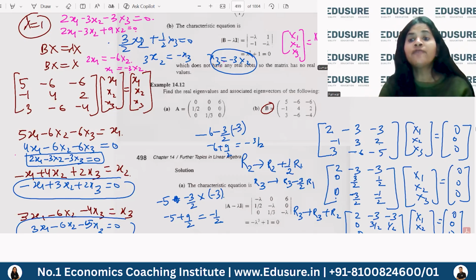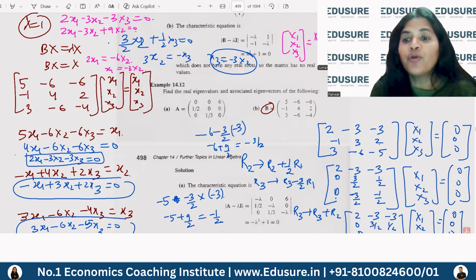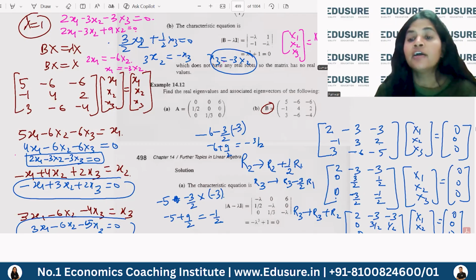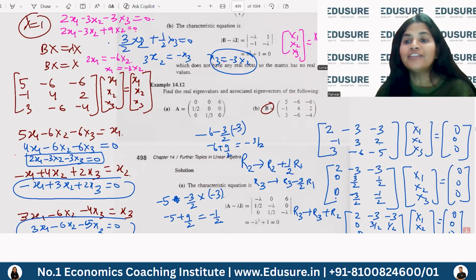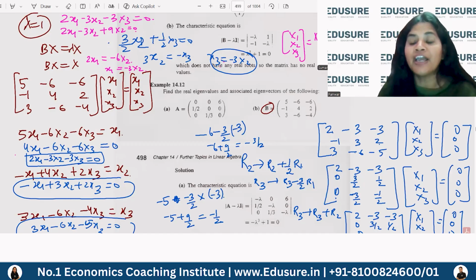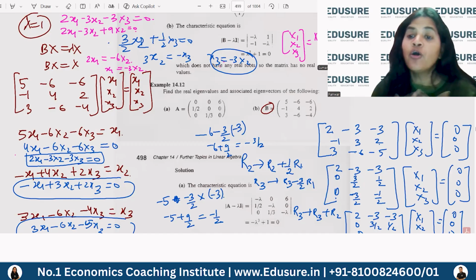If we have a 3 by 3 matrix, we are going to get 3 eigenvalues. They can be repeated or they can be different. Now, why only 3 eigenvalues for a 3 by 3 matrix? Because we are going to get a polynomial from A minus lambda I, which is going to be of degree n, which is equal to the order of the matrix.